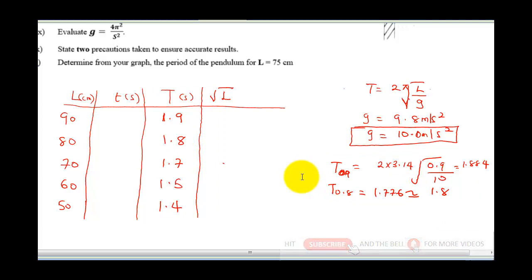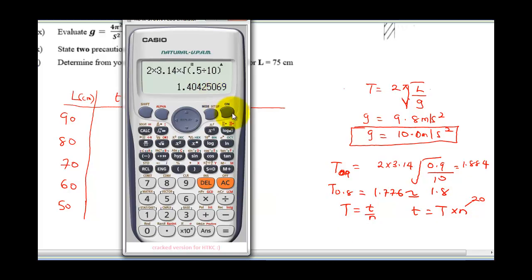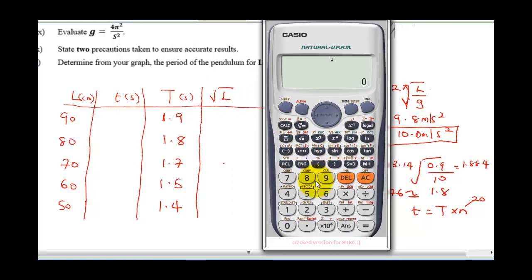Now the next step is to find my small t. You know that big T is equal to small t over n. Therefore, small t is going to be T times n, and you need to know that your n is 20. So to perform for the first value, all I need to do is 1.9 times 20.